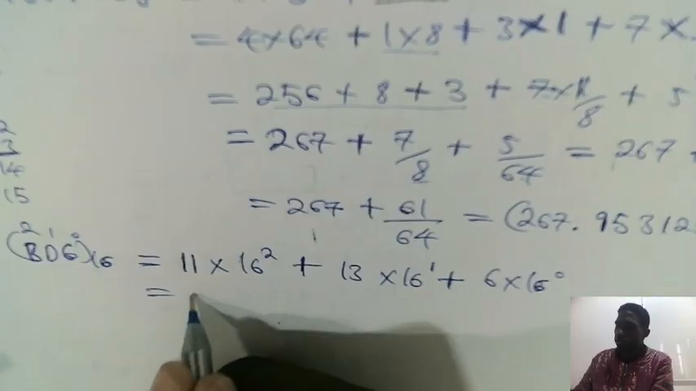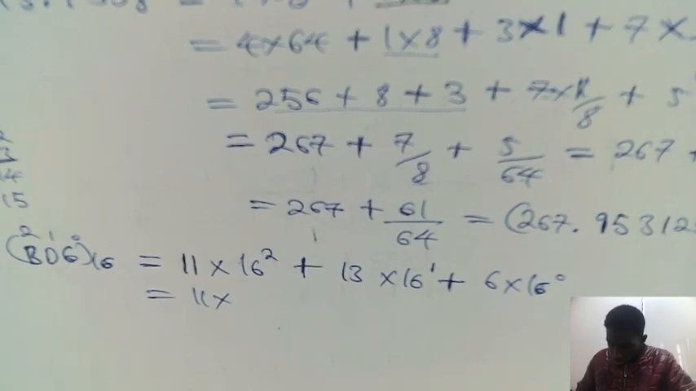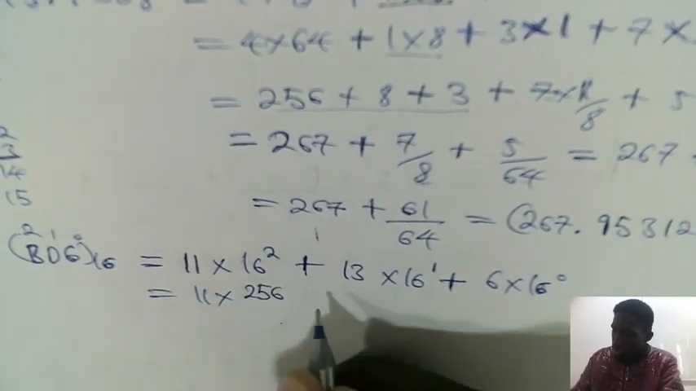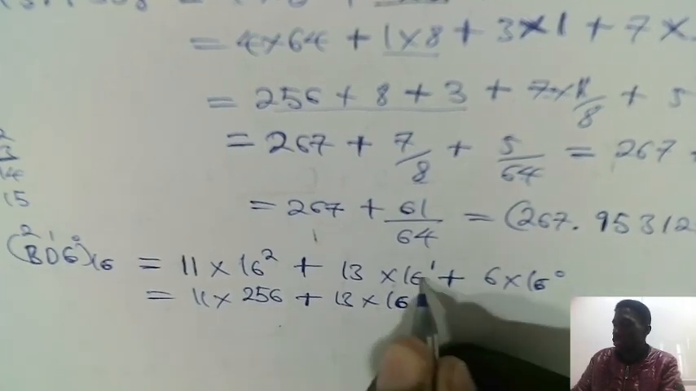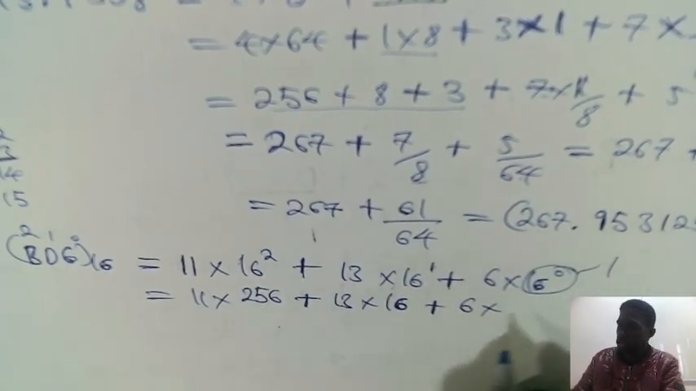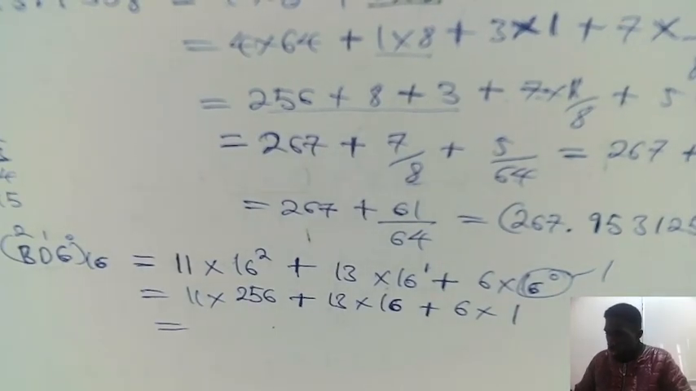So we're ready to solve. 11 times 16 to power 2. First of all, 16 to power 2 is 256, plus 13 times 16. 16 to power 1 is 16. Then we have plus 6 times 1, because 16 to power 0 is 1, so that's done. So we can just simplify everything there.